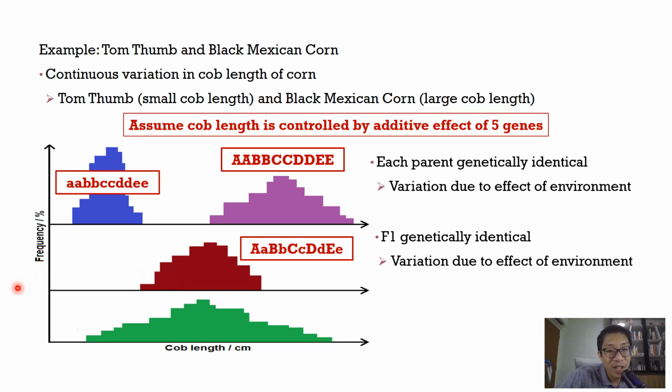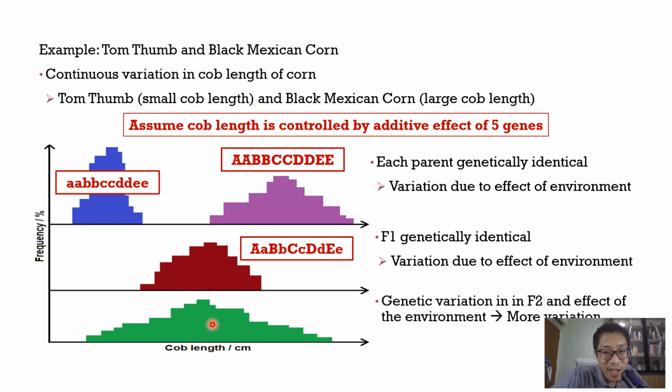And then we have the F2, which is produced by selfing of the F1, and you see a much larger range, right? The range is more extreme compared to both parents and compared to the F1. That is due to genetic variation on top of the effect of the environment. So the parents and the F1 prove that environment plays a part in cork length, so likewise, it should play a part in the variation for the F2 generation.